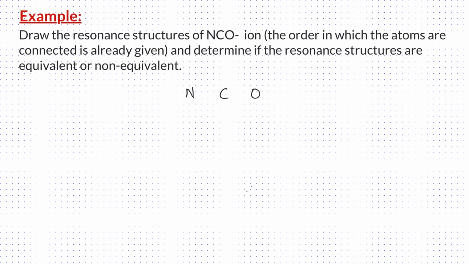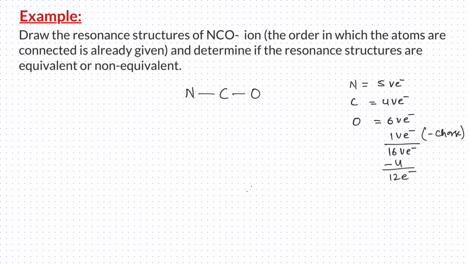Next, we count the total number of valence electrons, which comes out to be 16. Connect the central atom to the terminal atoms by a single bond. Subtract the total number of electrons used. I have 12 leftover electrons. I'm going to place these electrons as lone pairs on the terminal atoms. Now I have used up all the 12 electrons.